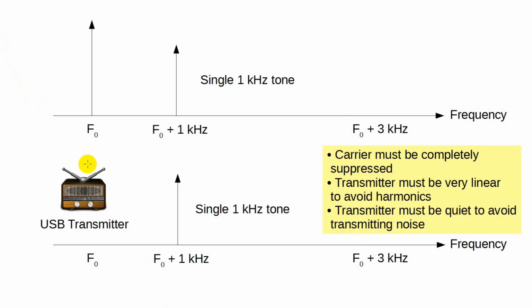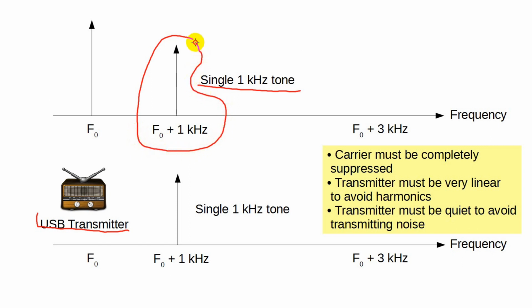Let's take that same SSB transmitter, but instead of the audio input being a speech waveform, let's suppose it's a single tone. So we have the carrier frequency plus the single tone at, say, 1 kilohertz. The transmitter suppresses the carrier. Look what's left to go out over the air. A single frequency. Does this look familiar?